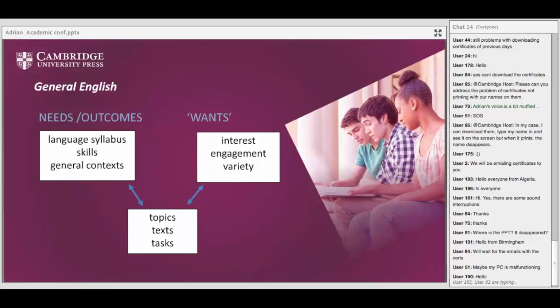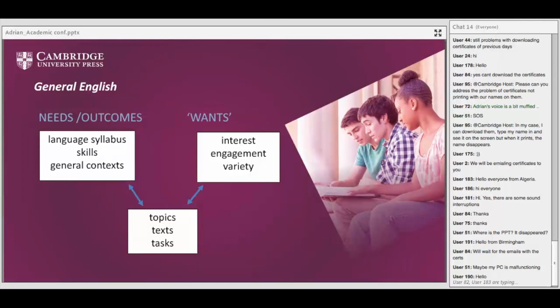And of course, needs are very important and they define what we teach. But they tend to define, I think, especially the language syllabus, and the choice of general contexts and the choice of what skills we develop. And often the needs are seen as fairly long-term outcomes or goals, often expressed in terms of the Common European Framework of Reference, can-do statements and so on, often related to language skills.